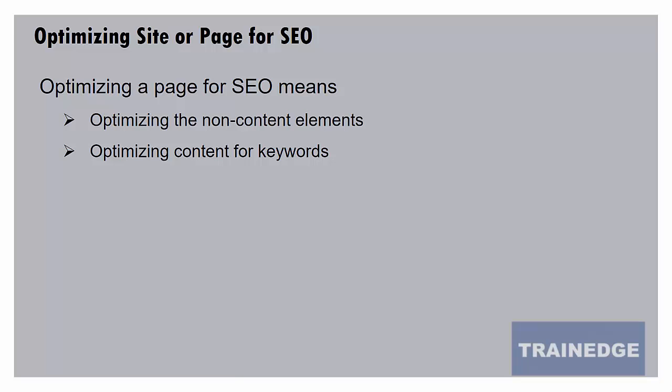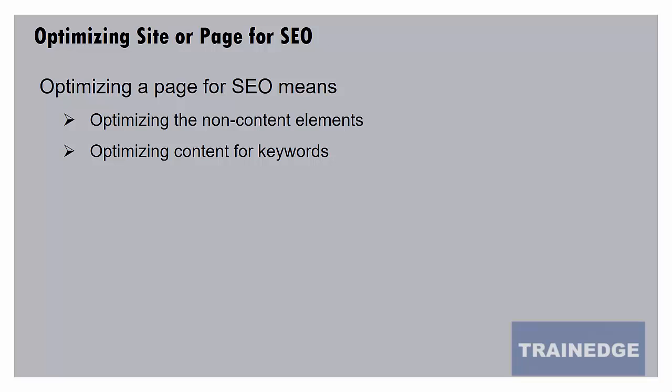Any page on a website has two kinds of things. One is the content itself, the text, images, videos, etc. that are there on the page, and the HTML code that renders that page and makes the content on the page understandable to search engines. So we need to optimize both the non-content elements as well as the content itself. And we optimize it for the keyword that we are targeting on the page.